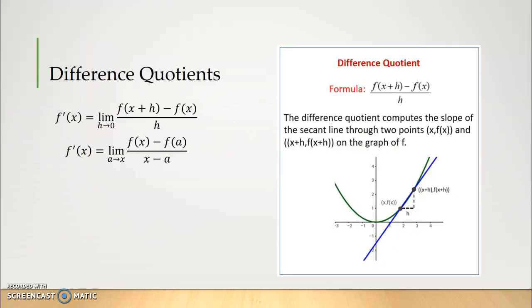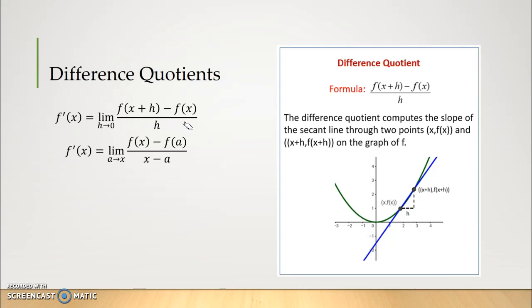So the difference quotient is just the slope formula between 2 points on the curve. This first format of the difference quotient, you're going a tiny little distance away from your point, h in the x direction, which moves you from f of x to f of x plus h. So you can set up your slope formula. There's a missing x plus h minus x here, which is why it becomes h in the denominator.